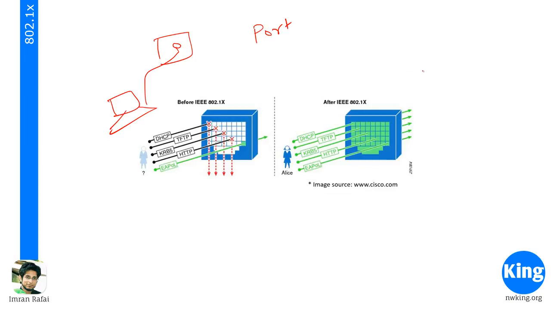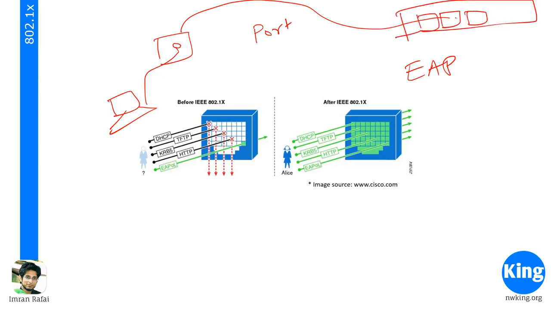802.1x is a framework. Over 802.1x, you can use a protocol called EAP. Now, if you have a switch port, and by switch port I mean the physical port in a switch, this port on the wall in a conference room is actually patched to a switch port in, let's say, a 48 port switch. So you have to go to each of those ports and configure 802.1x.